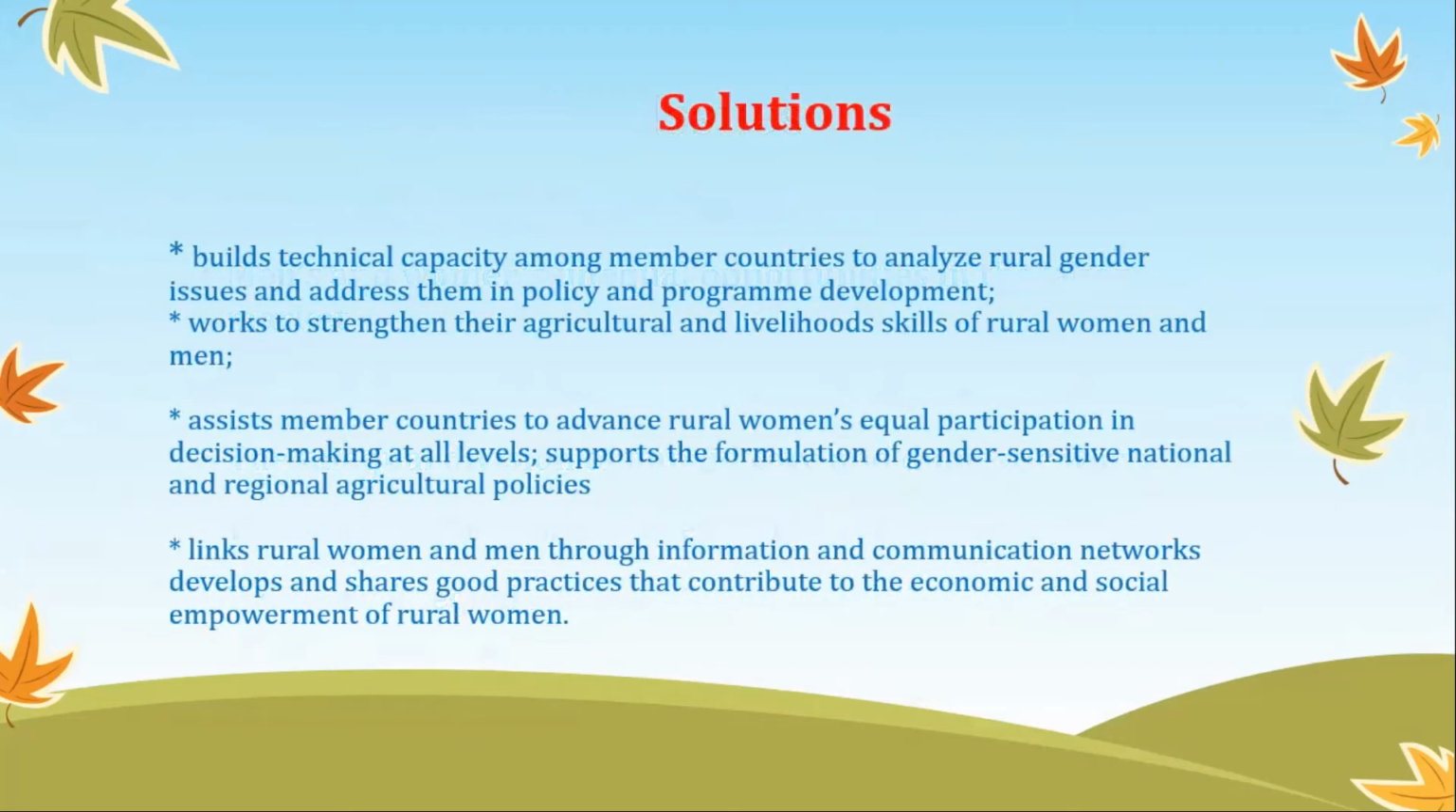So the solutions are: builds technical capacity among member countries to analyze rural gender issues and address them in policy and program development. Works to strengthen the agricultural and livelihood skills of rural women and men. Assists member countries to advance rural women's equal participation in decision-making at all levels. Supports the formulation of gender-sensitive national and regional agricultural policies. Links rural women and men through information and communication networks, develops and shares good practices that contribute to the economic and social empowerment of rural women.